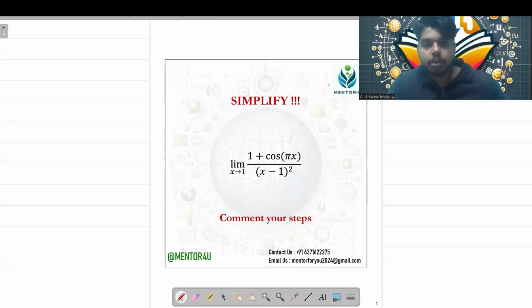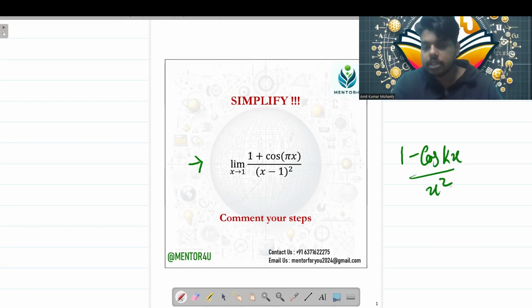So let's go through the particular question of today, which is (1 plus cos πx) divided by (x minus 1) whole square, when the limit x tends to 1. So how will we solve this question? In our previous video, we saw how to solve (1 minus cos kx) by x square. The answer for this type of expression is k square by 2.